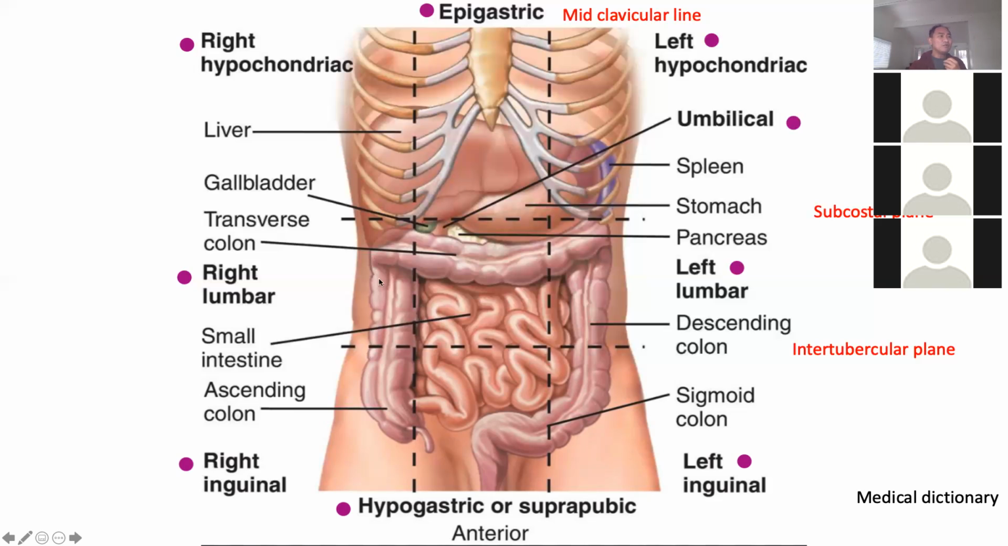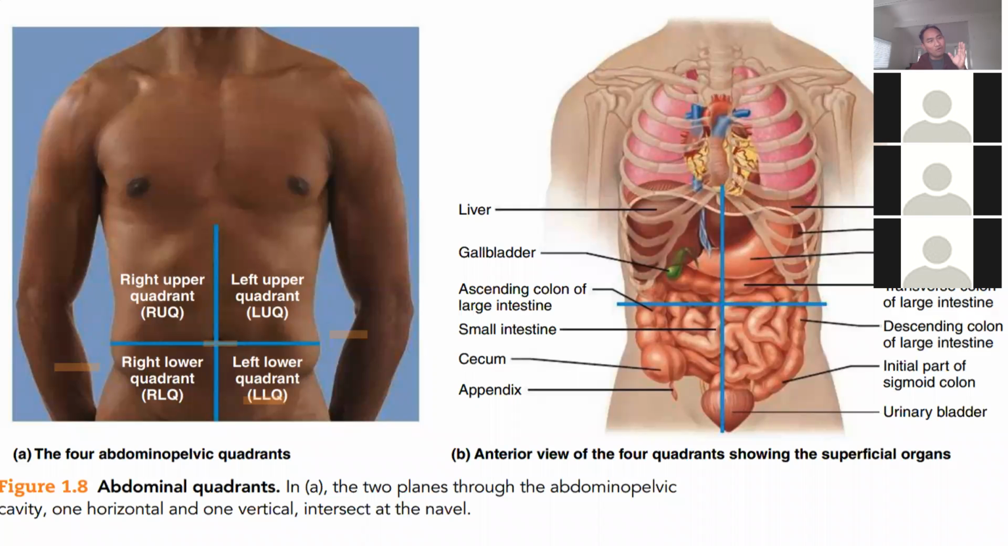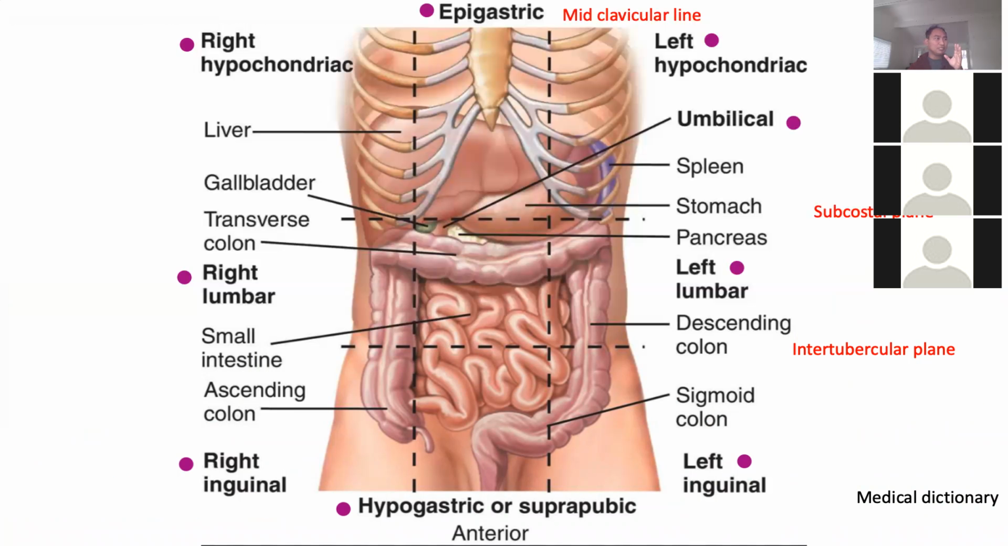And the same thing goes on and on. If you look at the center, the umbilical region, we only have small intestine. We might have large intestine. So that is the way we divide the abdomen into 4 quadrants and 9 regions.